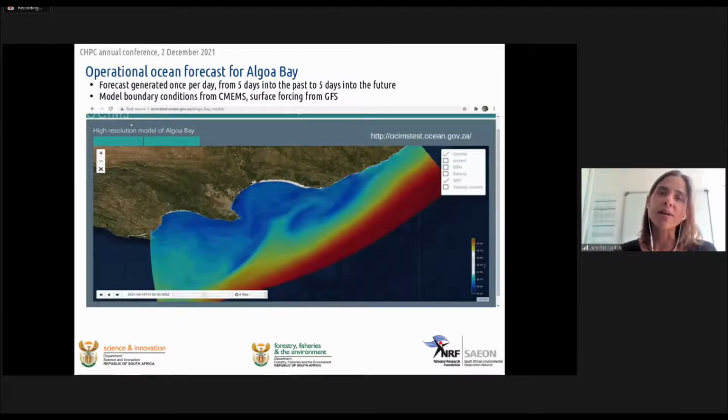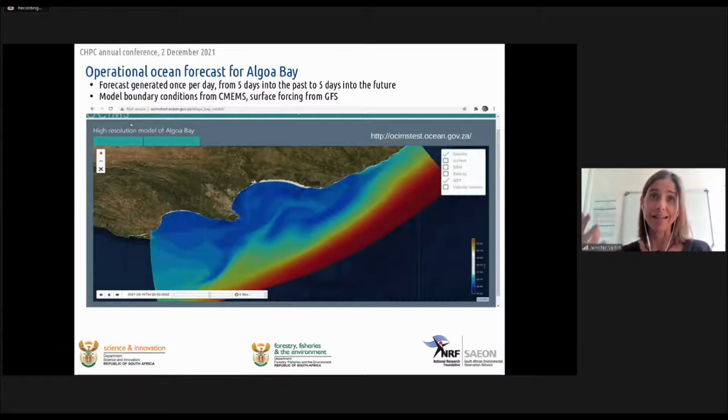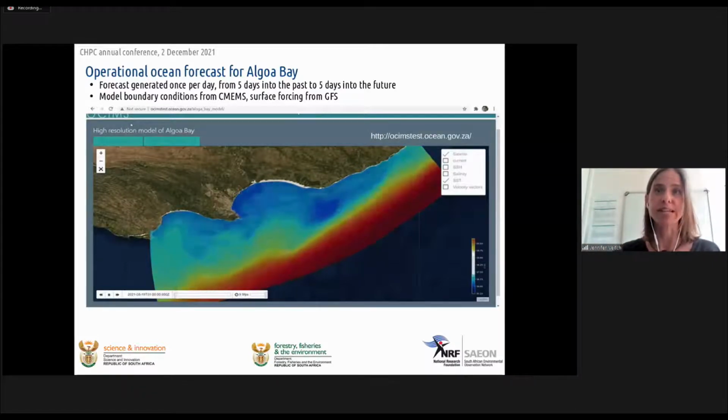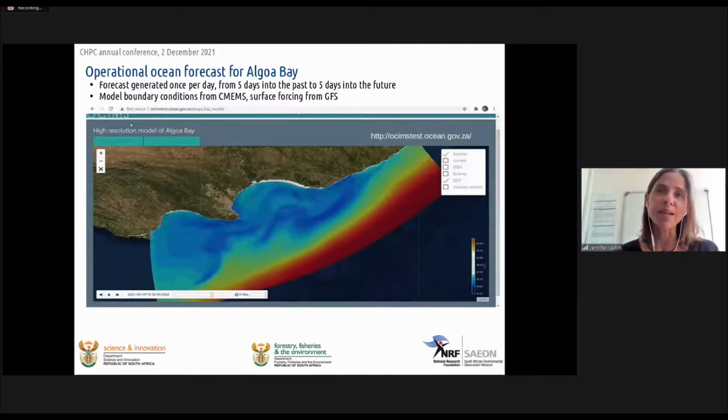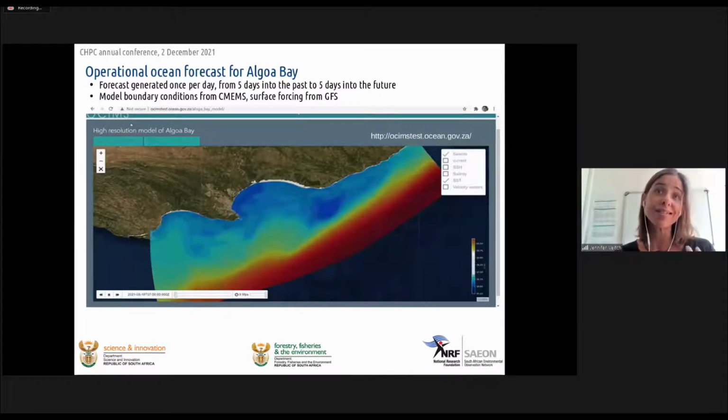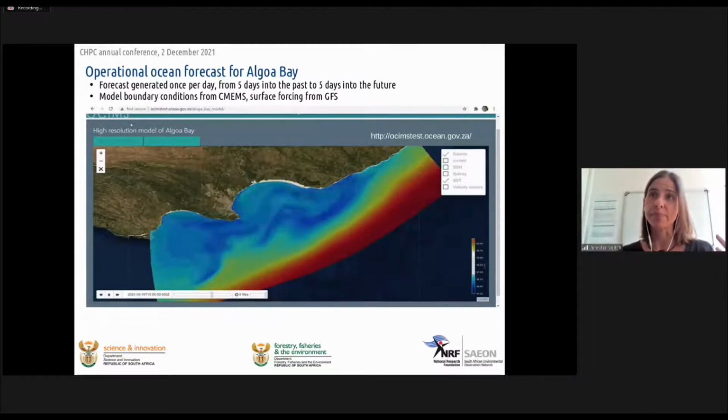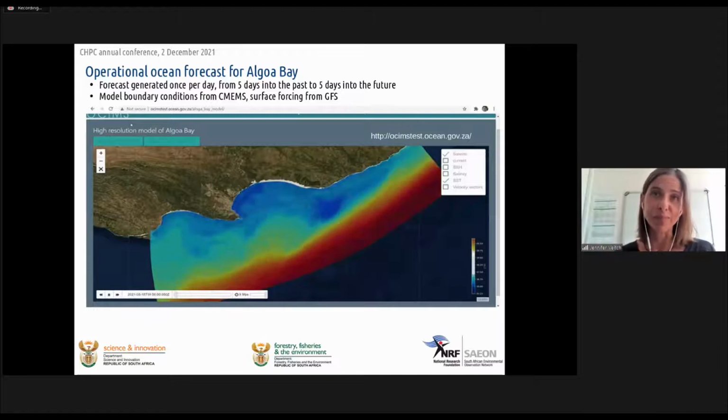This is our sea surface temperature forecast. This is from a few months ago, but you should be able to click on that link and find today's forecast for the next 5 to 10 days. It gives beautiful animations of current sea surface height, sea surface temperature, and salinity of Algoa Bay.